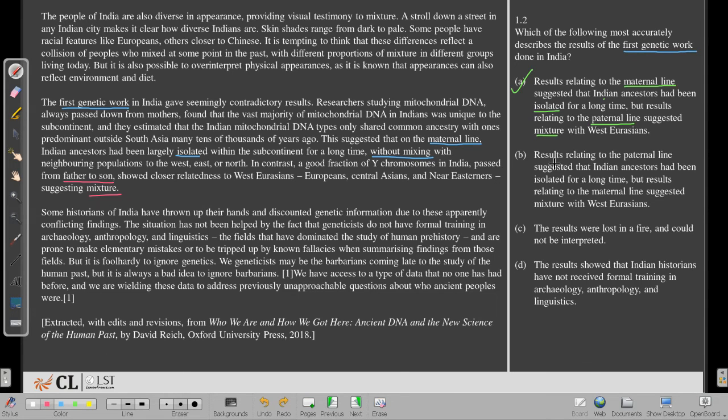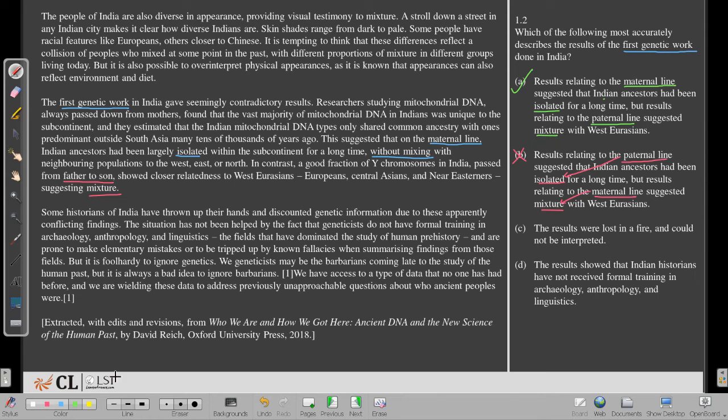Let's look at what answer choice B is doing. Results relating to the paternal line have been isolated. No, the maternal line is mixture? They've got it wrong. The maternal line is actually not mixture. The maternal line is isolation, and the paternal line shows mixture. This is exactly the opposite. If you marked answer choice B for this particular question, that means a silly mistake was made. It's right there. The information is given.